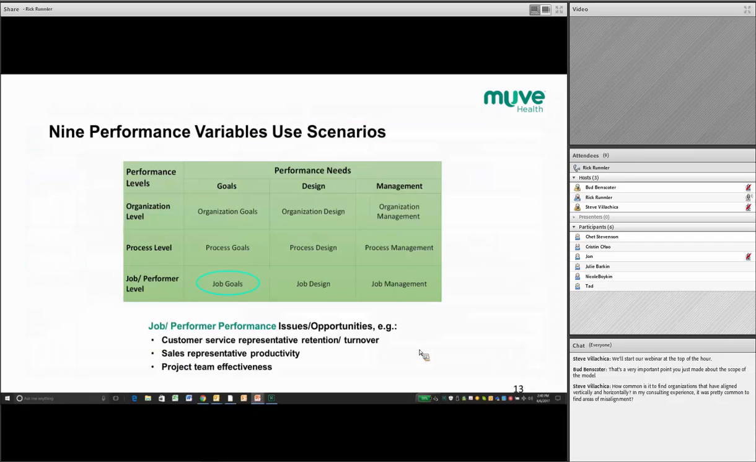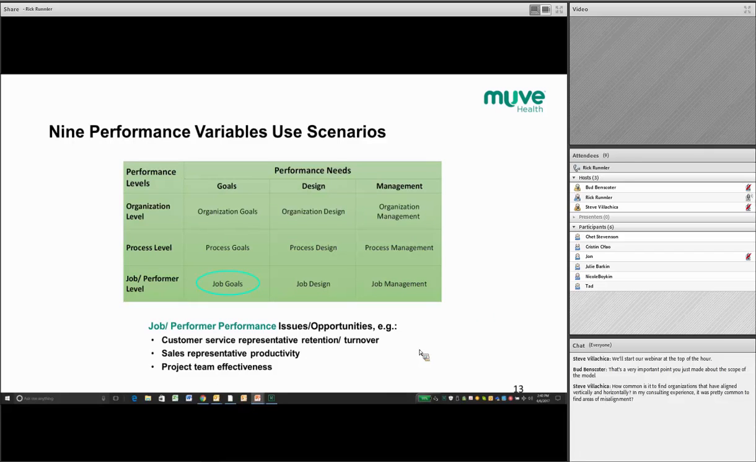But when I started looking at my experience for how we've applied the 9 performance variables, a lot of the needs that come to us, Steve, as you mentioned, or issues or opportunities, are couched as a so-and-so or these people. So there's a person or a set of people at the root of the issue or opportunity, whether it be customer service reps, sales reps, or whole project teams. Oftentimes that's where we get asked to help out.